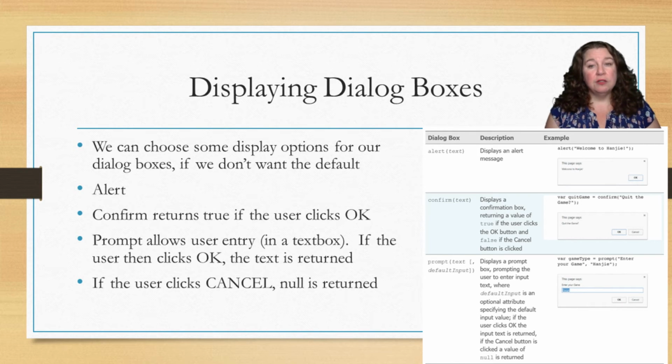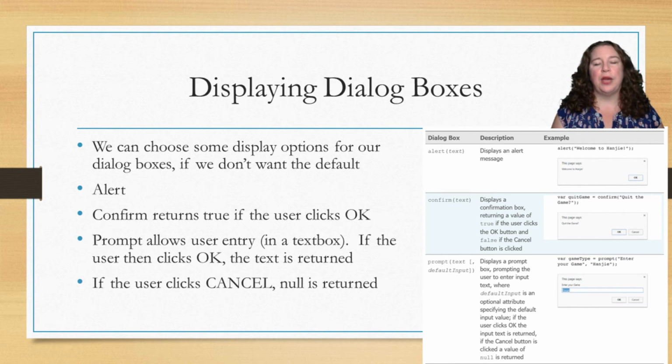We can use an alert, which is fine. We can also use a confirm. So an alert just gives you some information and allows you to hit OK. A confirm requires you to either pick OK or cancel. If you hit OK, the confirm box returns true. You can use that inside of an if statement to determine if someone's okay with doing something.